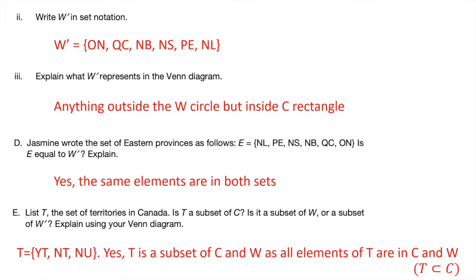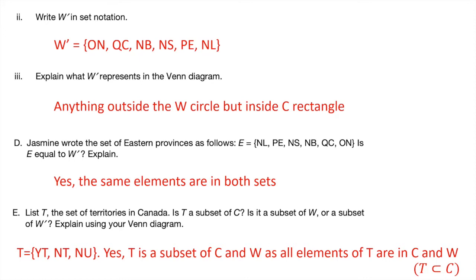Well, there are no territories to the east, but all the provinces that are listed there are certainly considered Eastern Canada. And so again, you'll notice that none of those elements in W prime exist in the set W. But if you take W and add it to W prime, you'll see that we again have all of the Canadian provinces and territories, or the universal set. This is an important definition to move forward.